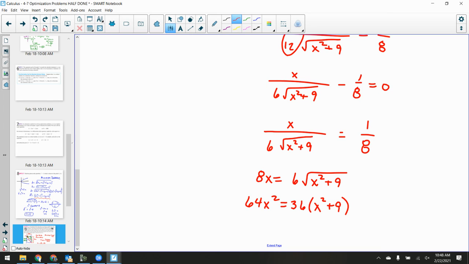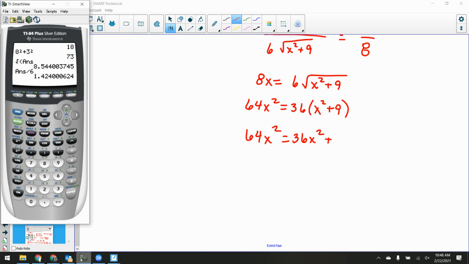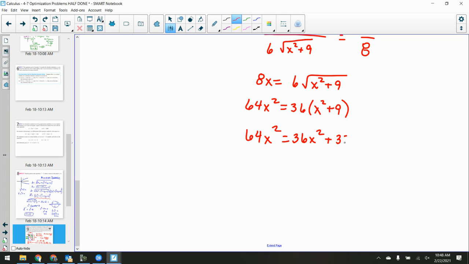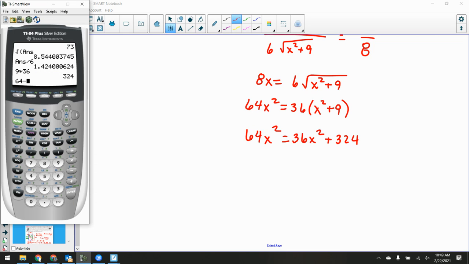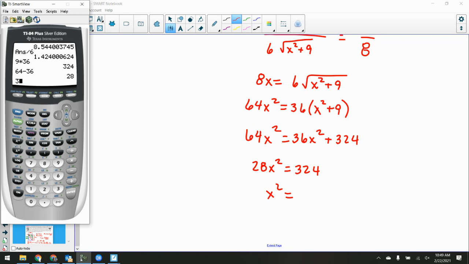And let's solve that equation. No b term in here, which is nice. I can just solve directly. 64x squared is equal to 36x squared plus whatever 9 times 36 is, 324. Subtract the 36 over to the other side. 28x squared is equal to 324. Does that come out nice? 324 divided by 28. No, it definitely doesn't. 11.57.